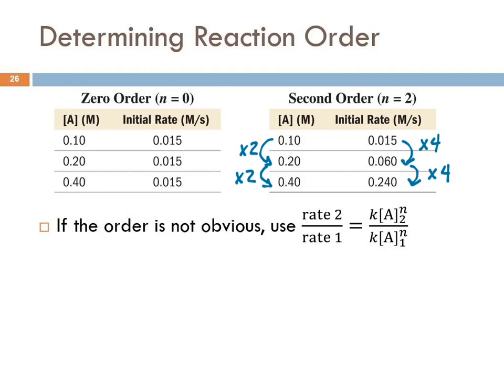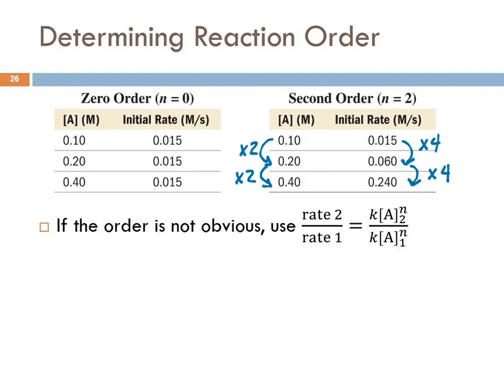What if you look at the data and you can't figure out what the pattern is? This method works pretty well for zero, first, and second order, but what if you end up with a half order? That's a little harder to find out. So this is our little trick here. If the order is not obvious, just looking at it, we can use this equation. What's going on here? We're taking rate 2.